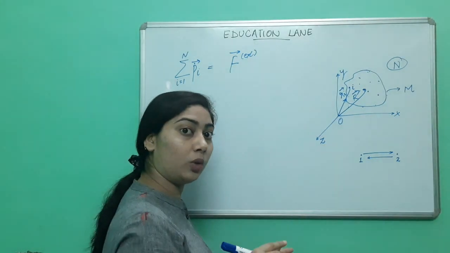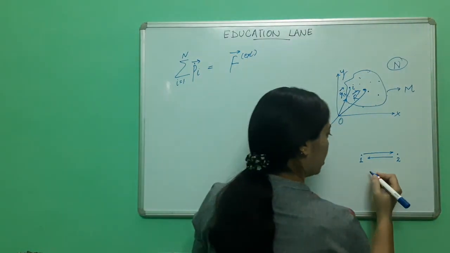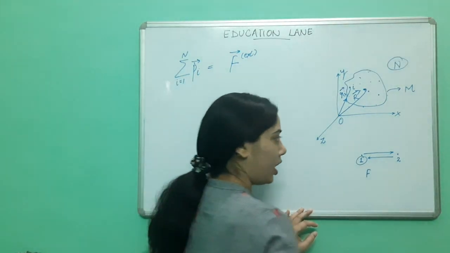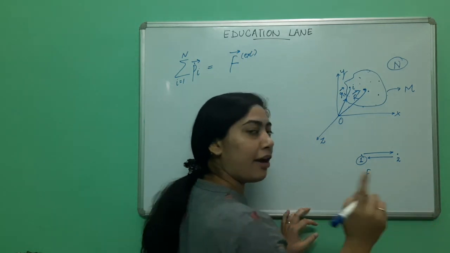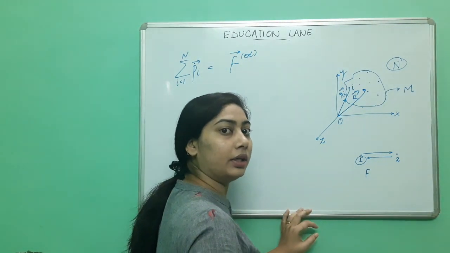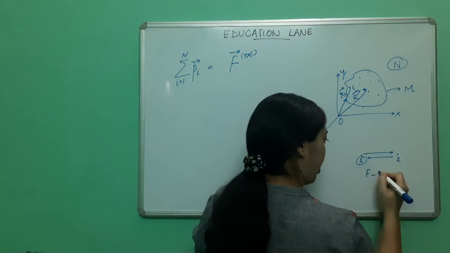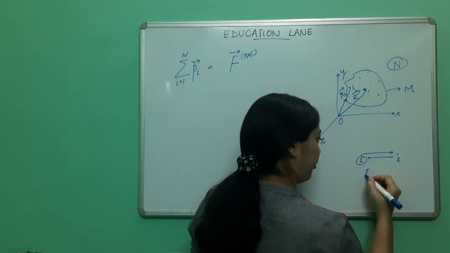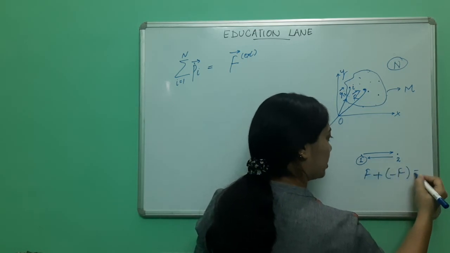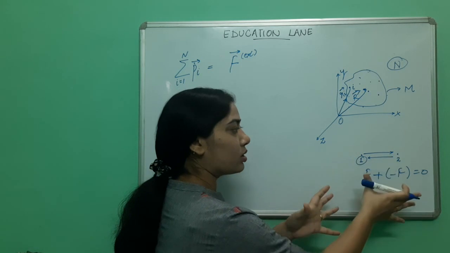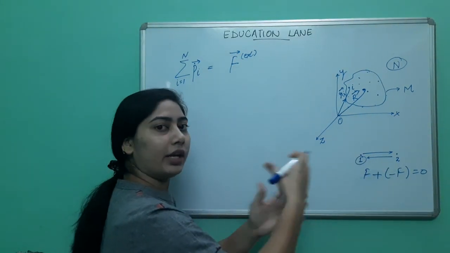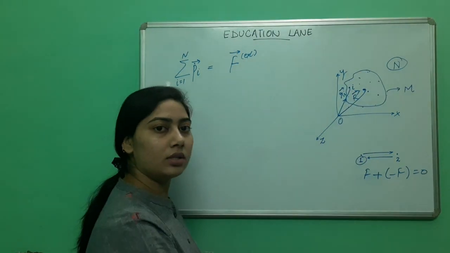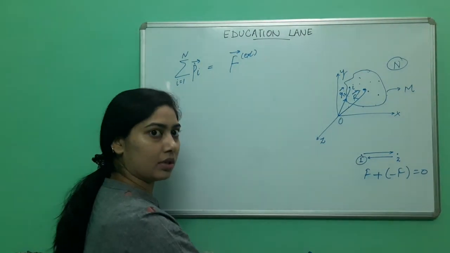Because it is equal and opposite, consider this is applying force F on particle 2, and this is applying also F but in the negative direction, since it is opposite. If I sum up both, it is F minus F, which is 0. So basically the forces which these two particles are applying on each other will neglect each other. Similarly, other particles also will neglect the internal forces.